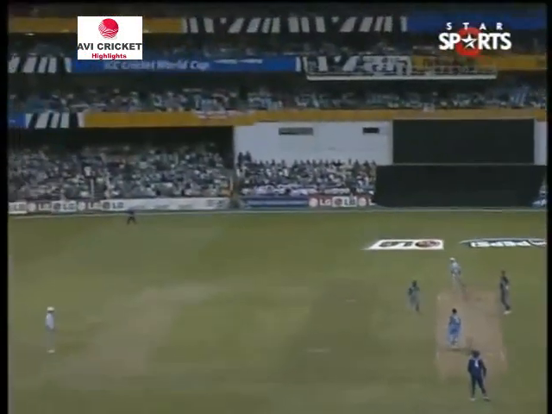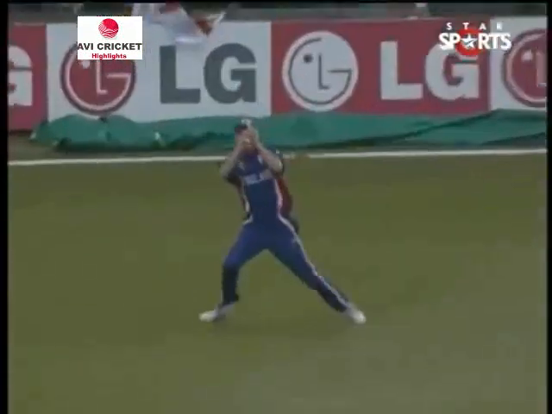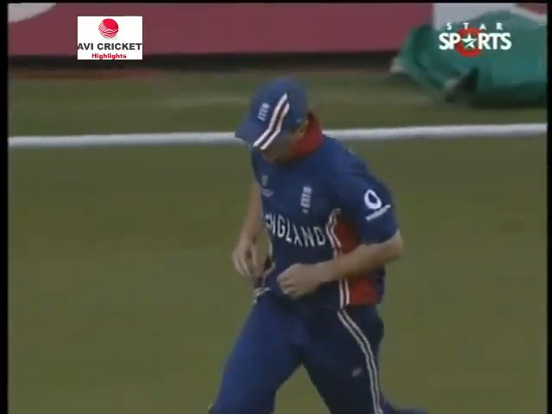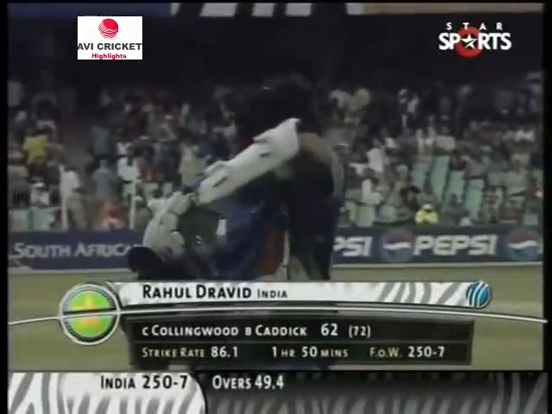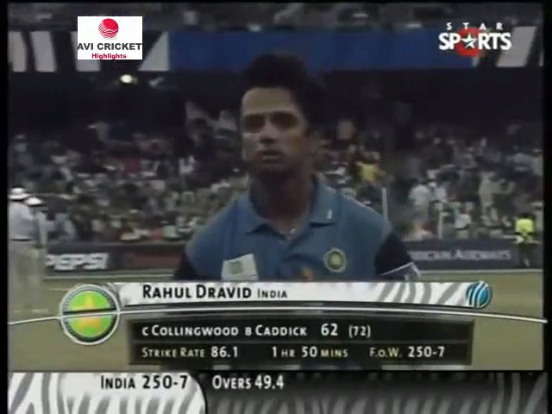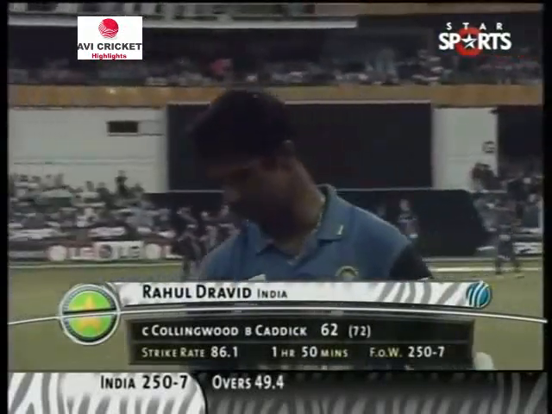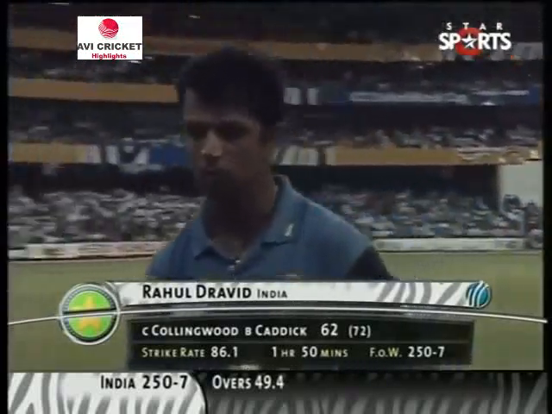You've got to feel for Dravid, because that came out the middle of the bat. He hasn't got too many in the middle of the bat. Again, it's the length delivery, the slow ball, and looking to heave it much wider than it actually went, and straight down the throat of the long on fielder. Collingwood won't drop that. But such an important innings for India. 62, gets an ovation, a well-deserved one. 250 for 7, India.